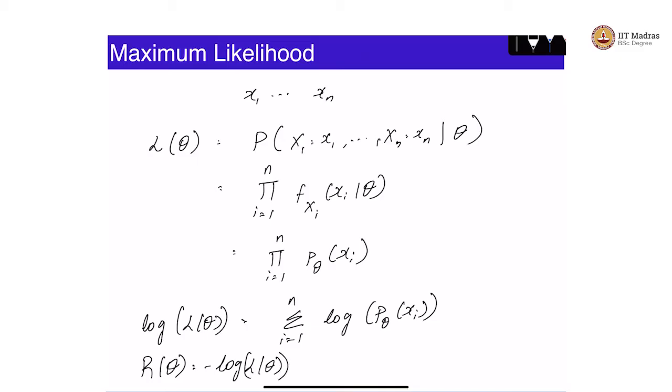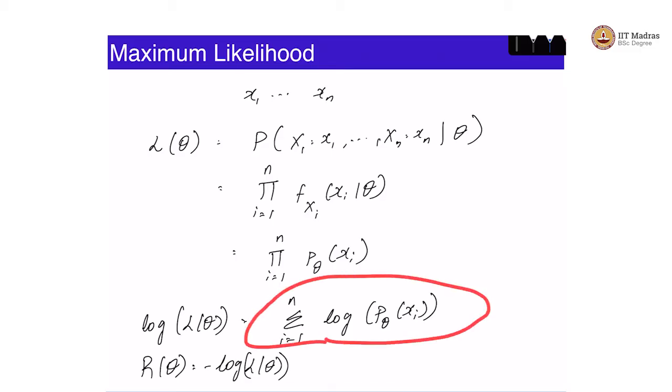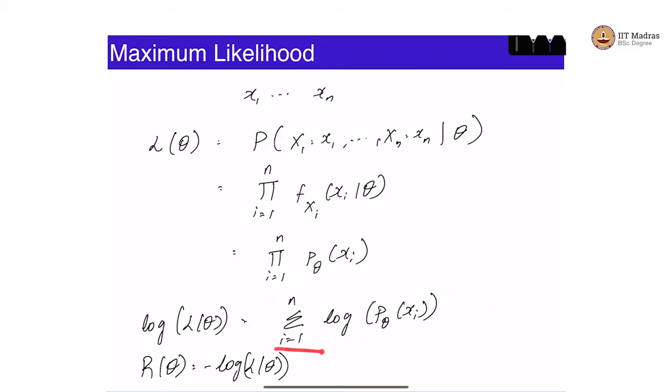So you can easily see that maximizing the log likelihood is the same as minimizing the negative log likelihood. So it's just an issue of which you are comfortable with. Are you comfortable with maximizing or minimizing? But they are really the same object. So if you can find the theta which maximizes this particular sum, that is your estimate of the parameter.